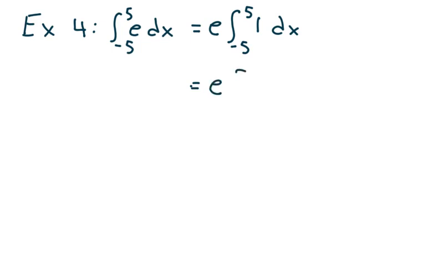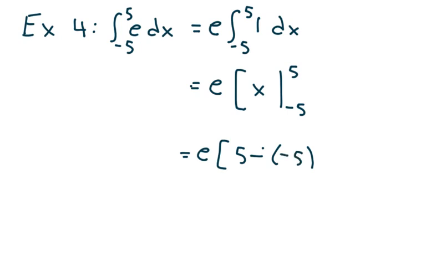So this is e times, think of a function whose derivative is 1. And that's x. And so I'm going to evaluate, so I draw that line, from a lower limit of negative 5 to an upper limit of 5. So this is e times, replace x with 5, I get 5, minus, replace x with negative 5, I get negative 5. And so 5 minus a negative 5 is 10, and so the answer is 10e. That's example 4. Example 5.